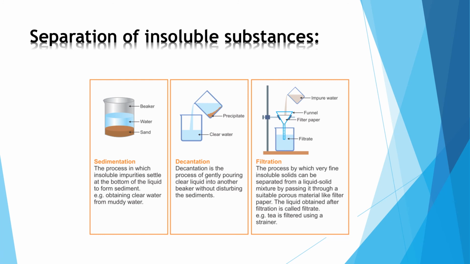Filtration can be used to separate sand from water. Sand particles, being bigger in size, cannot pass through the filter paper and are left behind on it. Water, on the other hand, passes easily through the filter paper.